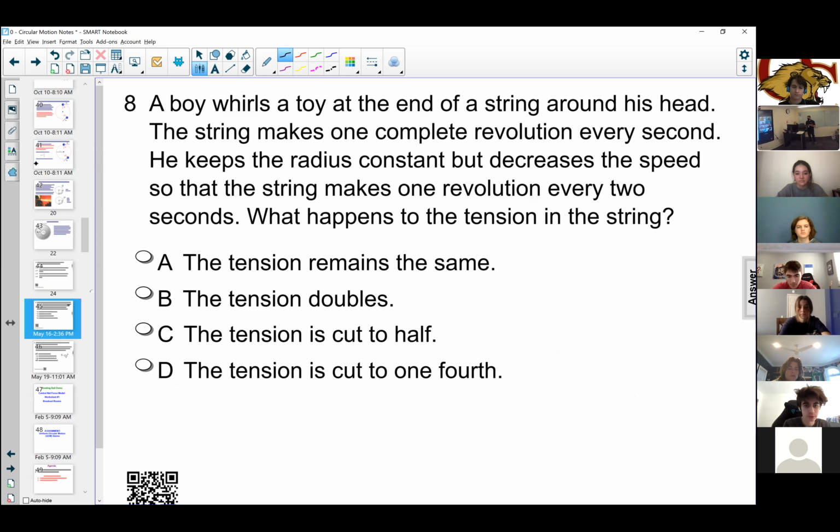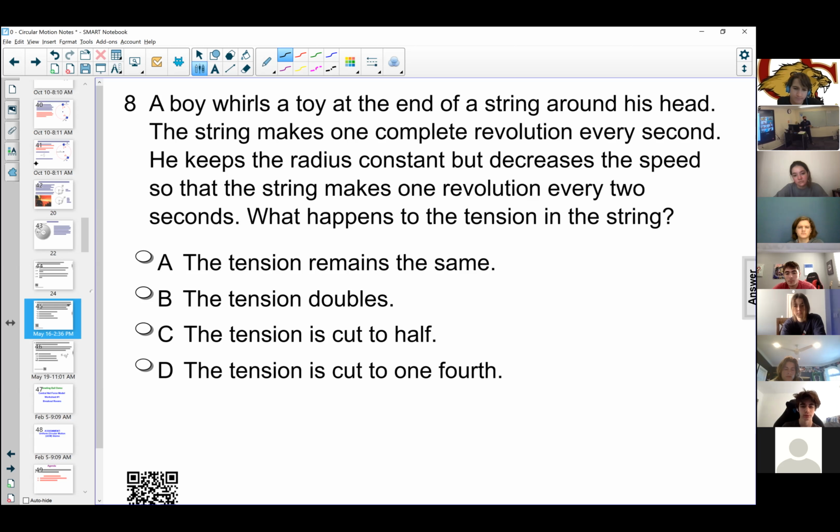I don't know why these boys and girls keep wanting to spin things above their heads, but this boy's whirling a toy at the end of a string around his head. The string makes one complete revolution every second, so the period is 1. He keeps the radius constant, but decreases the speed so that the string makes one revolution every 2 seconds. So now the period is 2. What happens to the tension in the string?